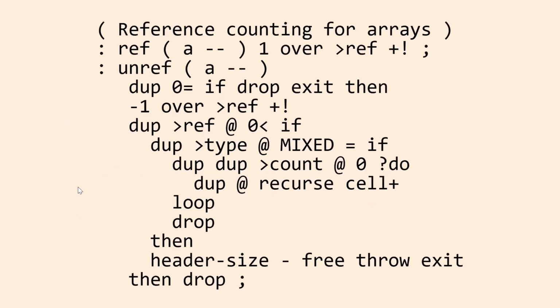Then you've got to manage the reference counts. So I have the word ref that just increments the reference count in this reference counted array. And then unref is a little trickier because it has to recursively go through and determine, okay, am I looking at a mixed array? If I'm looking at a mixed array, I go through and recursively free each of the children whenever the reference count drops down to 0.